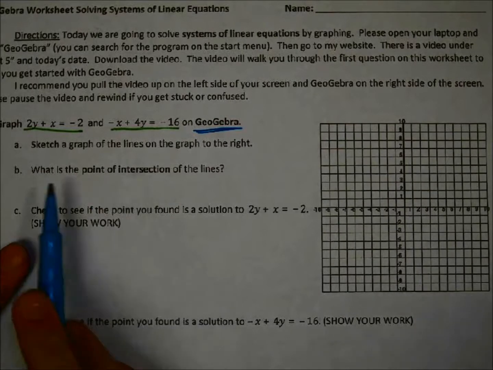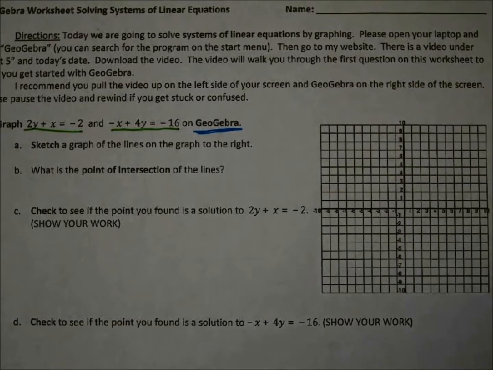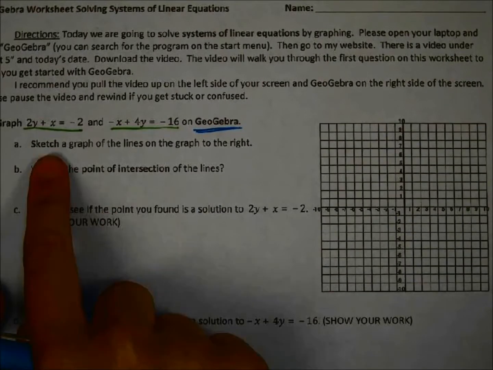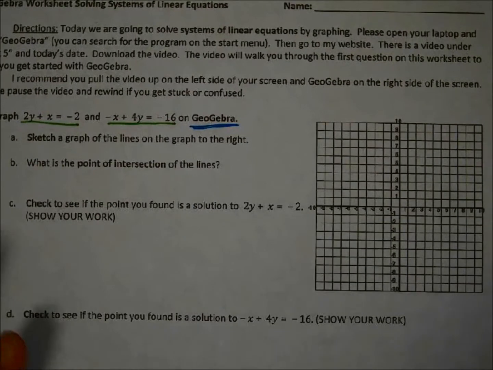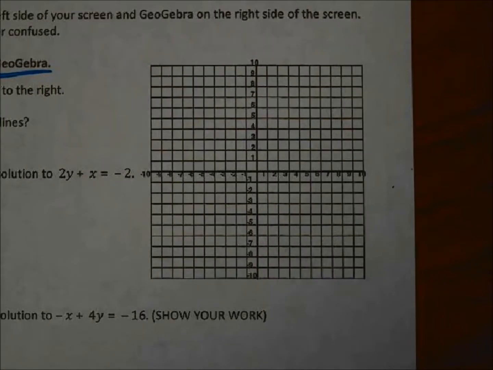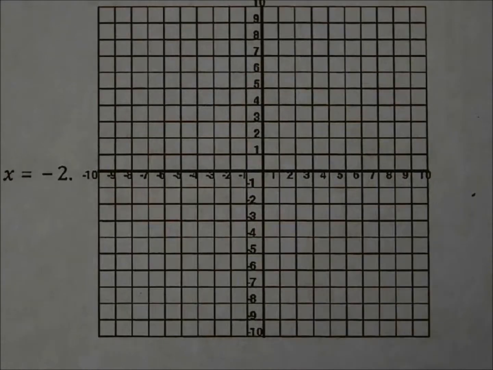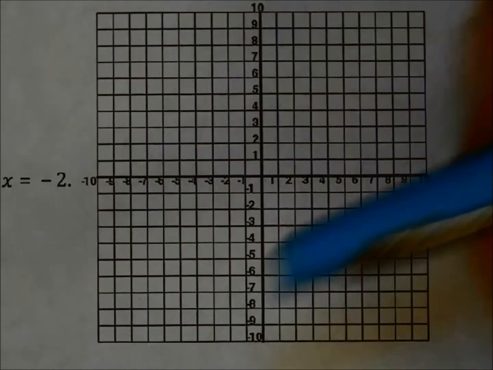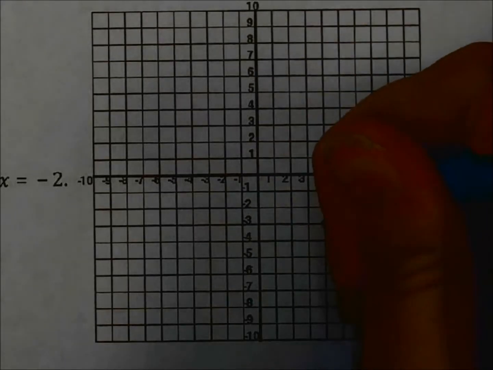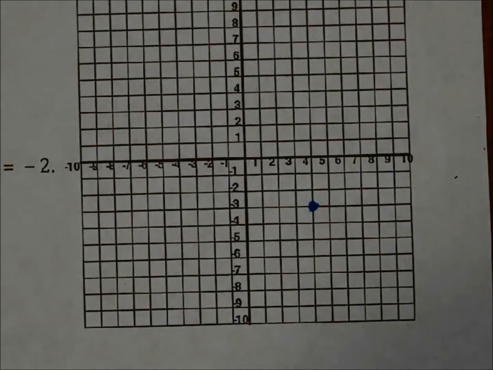So the first question says, sketch a graph of the lines on the graph to the right. Okay, so sketch a graph of the lines, the graph to the right. And when I say sketch, I mean sketch. So it doesn't have to look perfect. So I'll zoom in on my graph. We found that the two lines intersect at the point 4, -3. So that's a very important point on our graph.